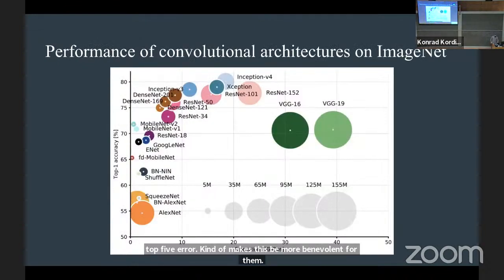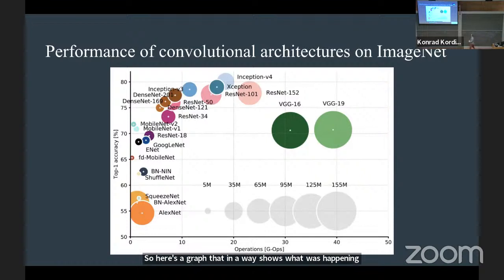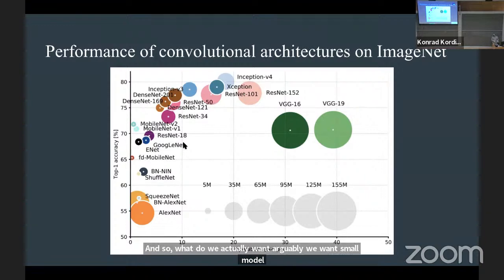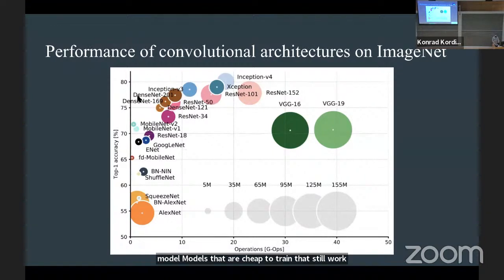So here's a cool graph that in a way shows what was happening in early computer vision research. On the y-axis, that's hard to see here, let me fix that. On the y-axis, we have how many operations it takes to train the network. The size of the circles is how many parameters it has. Big circles, lots of parameters. And here you have the top 1 accuracy, which is how often it says exactly the right thing. Top 5 accuracy is the same thing, just shifted further up in a way. And so what do we actually want? Arguably, we want small models that are cheap to train that still work really well, which is what we'd find in this area here.